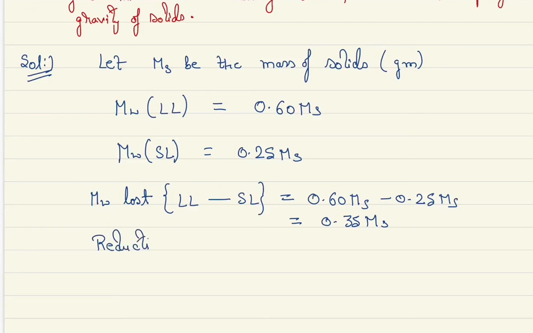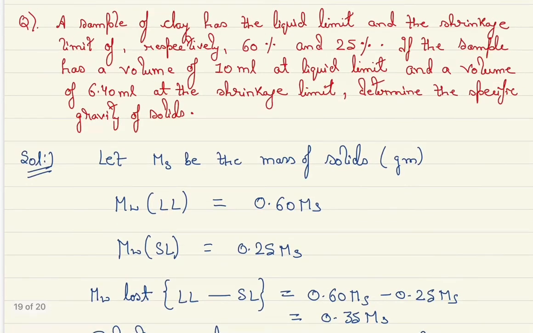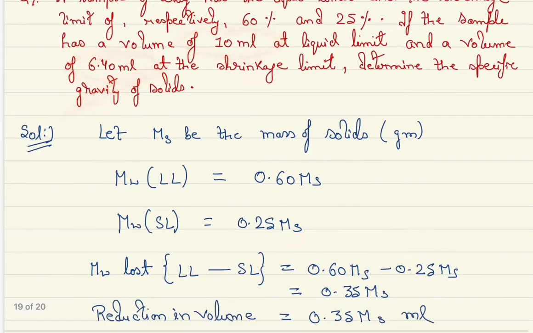What is the reduction in volume? It will be equal to 0.35 ms ml. How is it possible? Because density of water is 1 gram per ml. Okay, but we have written here reduction in volume is 0.35 ms, but we know that reduction in volume is 10 ml minus 6.40 ml.